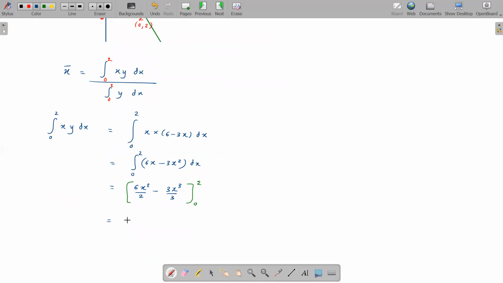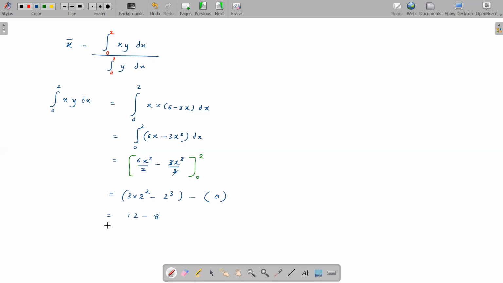This is 6 over 2 is 3 into x squared, that's 2 squared. 3 and 3 cancel, x cubed, that's 2 cubed. Minus 0. When you substitute 0, the whole expression becomes 0. So 3 into 2 squared, that's 12, minus 8, right? So 12 minus 8, that's a 4. All right, guys, that's a 4.